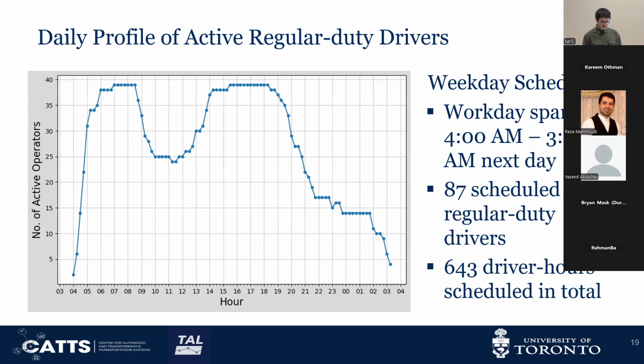So this is a daily profile of the number of active drivers throughout the day at each 15-minute period. You can clearly see the peaks, AM and PM peaks. And the workday spans from 4 a.m. to 3:30 a.m. on the next day. And in total, there are 87 regular duty drivers scheduled with a total of over 600 driver hours.